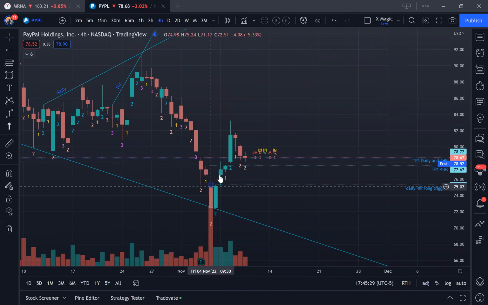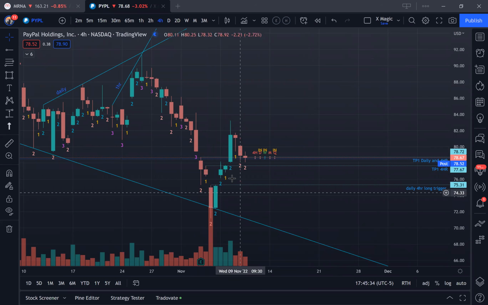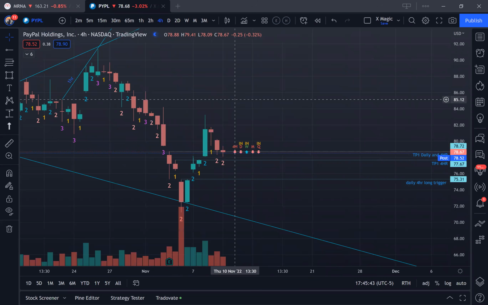So if you miss this initial move from here to here, you can wait for this 2-1-2 up continuation on the 4-hour, which you would have been a very, very happy person if you caught that.